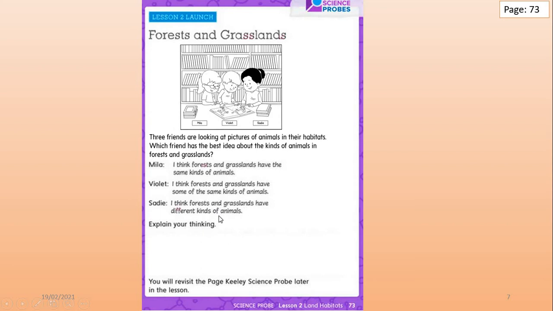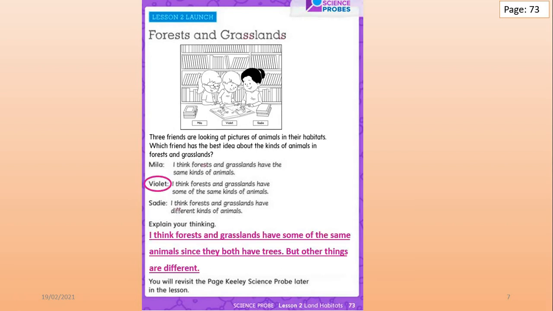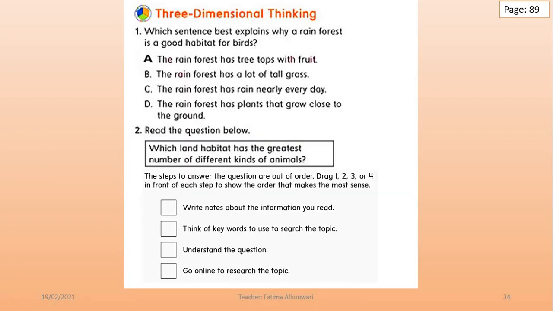What about you, grade 2? What do you think now? Which friend has the best idea? Yes, Violet has the best idea. Because forests and grasslands have some of the same animals since they both have trees. But other things are different. Now let's solve the questions.